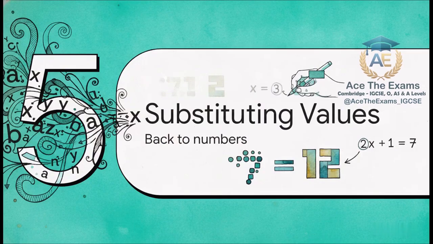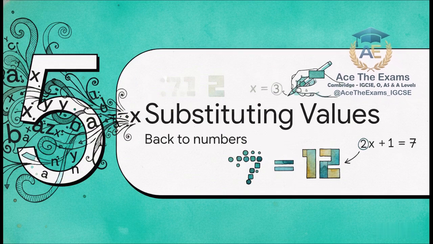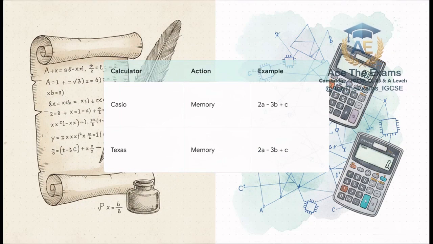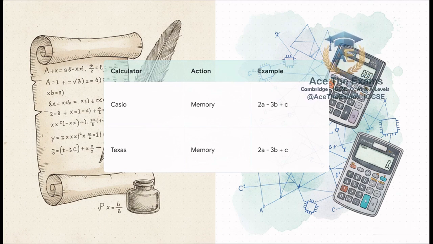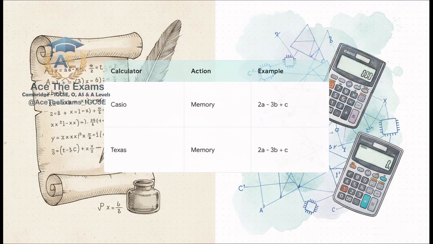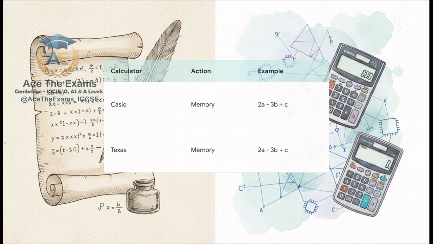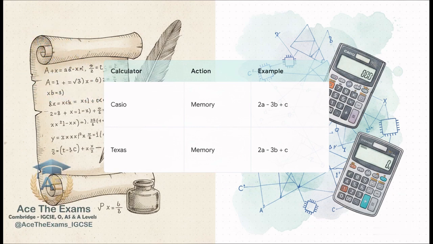Section 5. Substituting values. Let's see how we translate letters back into real numbers. You know, in the old days, you'd have to write all of this out by hand painstakingly. But today, we have modern graphic display calculators. Whether you're rocking a Casio or a Texas Instruments model, these devices have a bunch of dedicated memory channels built right in. You can actually store specific concrete numbers into these channels to represent your variables, like A, B, or C. Then, you just let the calculator do all the heavy lifting of substitution for you. It's a real time saver.